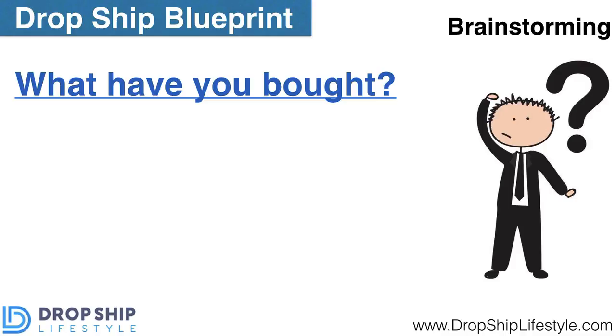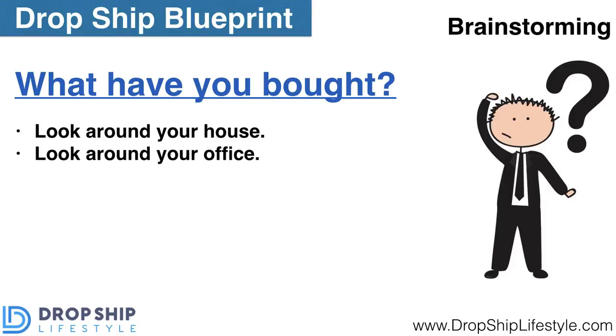The first thing to ask yourself is, what have you bought? Okay, preferably online, but offline is okay too, because at this point we're really just trying to get ideas for products, to get our brains going in the right direction. So a couple ways to think of what you have bought. You can look around your house, right? If you have an office or if you buy stuff for yourself at work, you can look around your office. What things have you spent money on, okay? Great way to just start thinking of product ideas.